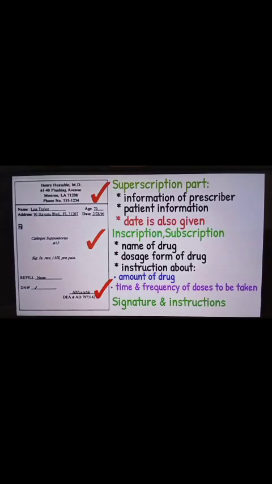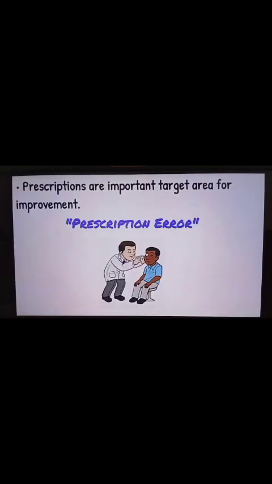Next, let us move on to the visual representation of a prescription. First, information of the prescriber and patient information, and date are given. Second, inscription and subscription: name of the drug, dosage form of the drug, instruction about the amount of the drug, and time and frequency of the dosage to be taken. Then signature and instructions. Prescriptions are an important target area for intervention.